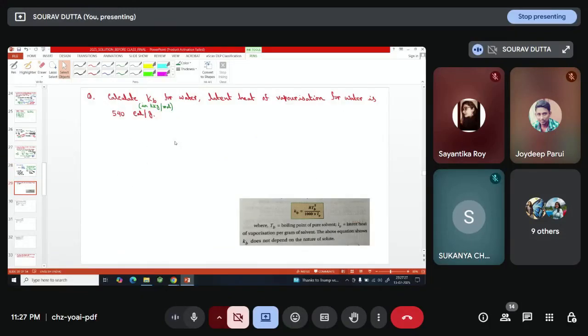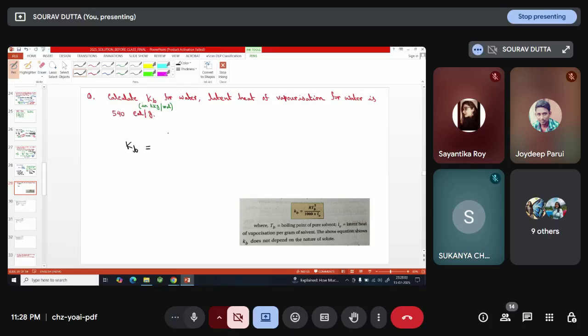Okay, question: calculate Kb for water, latent heat of vaporization for water 540 calorie per gram. করে ফেলো, কি আছে, এক্ষুনি তো ফর্মুলা শিখিয়ে দিলাম. করতে হবে, কি করে করবো স্যার? আগের পেজের ফর্মুলাটা লিখে দাও, তাহলেই তো হয়ে যাবে. প্রত্যেকটার আমি একটা করে অ্যাপ্লিকেশন দেখিয়েছি.